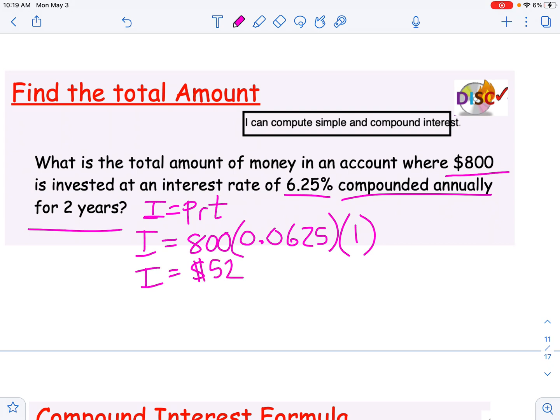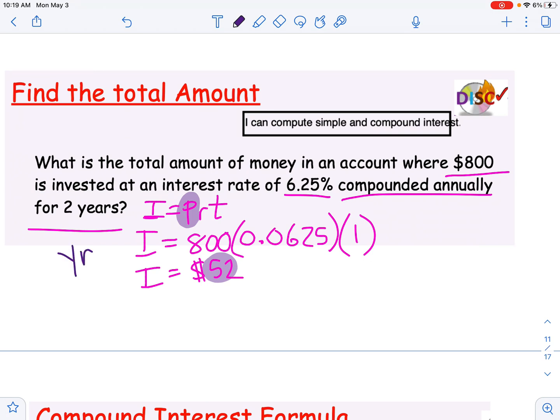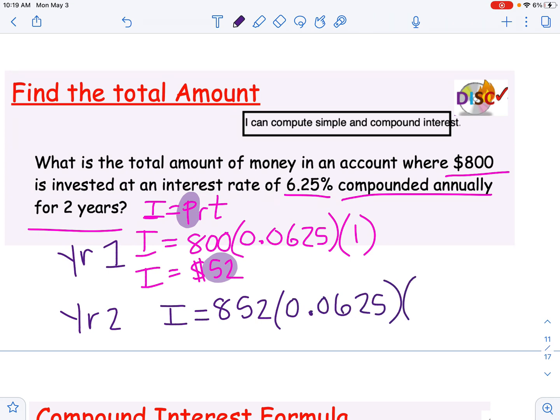So now, since it's compounded annually, for the next year, our new starting amount is now the principal and the interest added together. So now for year 2, so this was year 1. Now for year 2, I have I equals, my starting amount is $852 because I'm adding the principal and the interest, times that same rate, 0.0625, times another year.